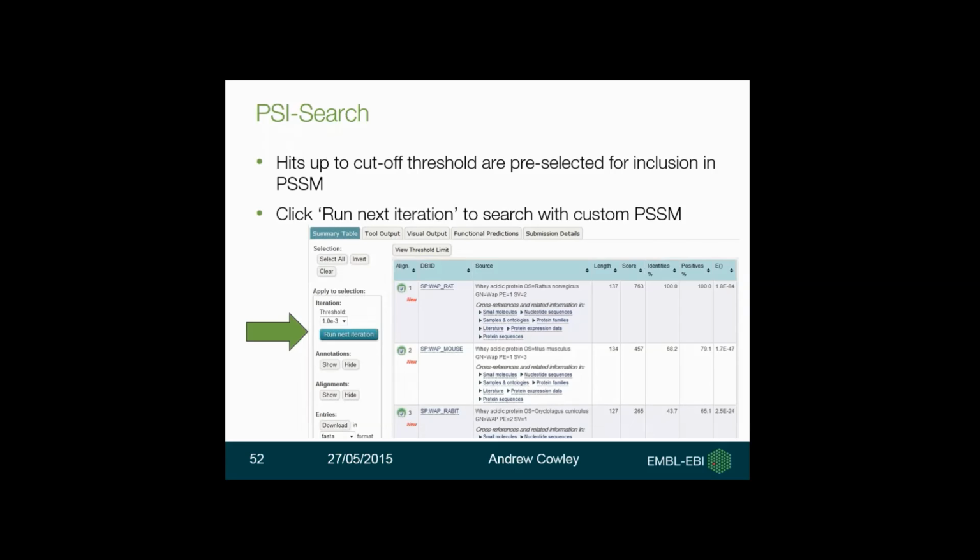When I'm happy with the selection of the results that I'm going to use to create my new, more sensitive PSSM, then I click the Run Next Iteration. So if you're following along, go ahead and do that now.